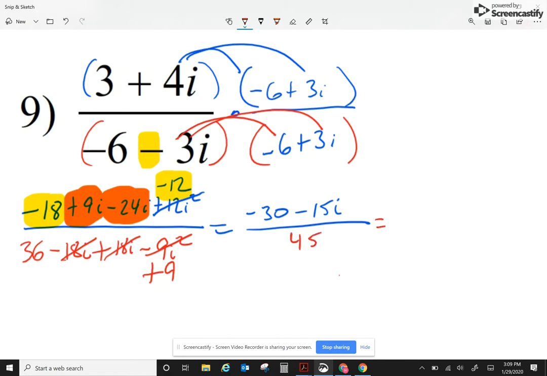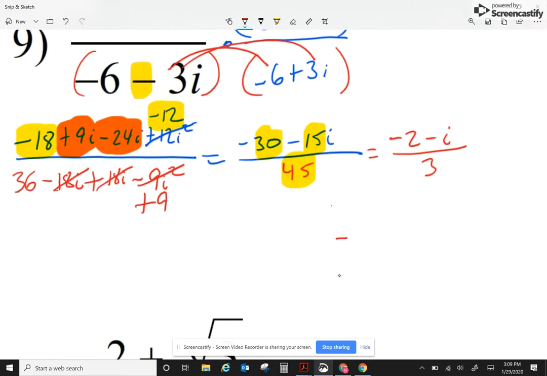All right, I'm almost done. The last thing I'm going to do is look at my numbers, the whole numbers. If I can simplify them by the same thing, then I will do so. I'm going to divide them all, in this case, by 15. That gives me negative 2 minus i over 3. The way I will type this, I'm just going to go negative 2 minus i. I'm going to use parentheses on the top of the fraction because there's a plus or minus sign, all over 3.